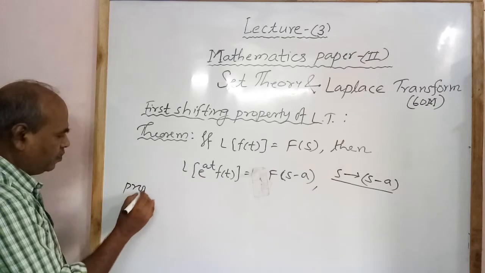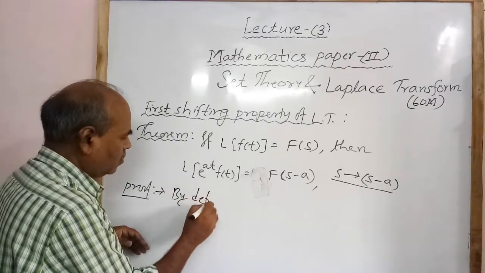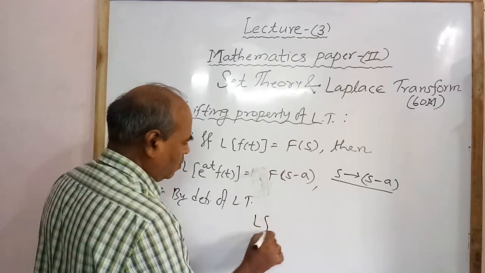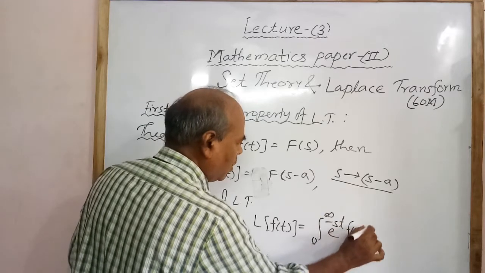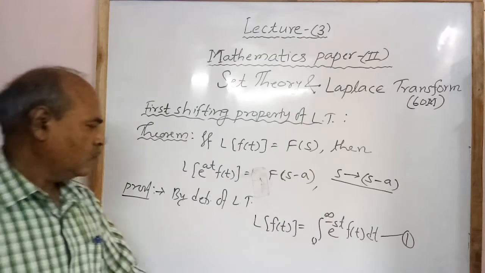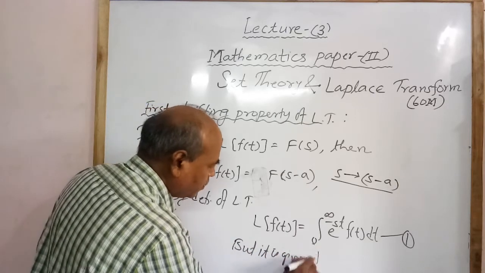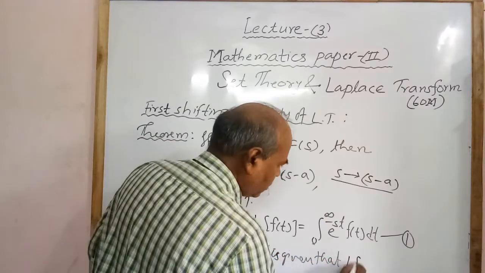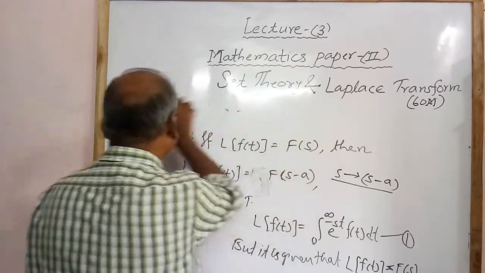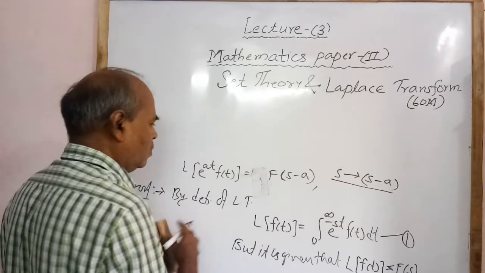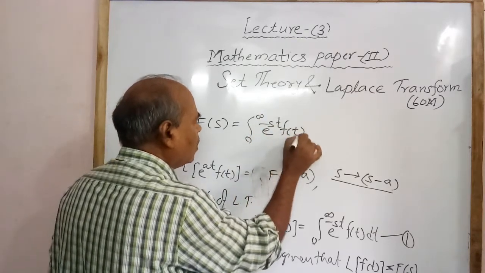Then we see the proof of the theorem. We use the definition of Laplace transformation. By definition of Laplace transform, we have Laplace of f of t equal to integration 0 to infinity e to the power minus st f of t dt. But it is given that Laplace of f of t equal to F of s. Therefore, equation 1 becomes F of s equal to integration 0 to infinity e to the power minus st f of t dt.